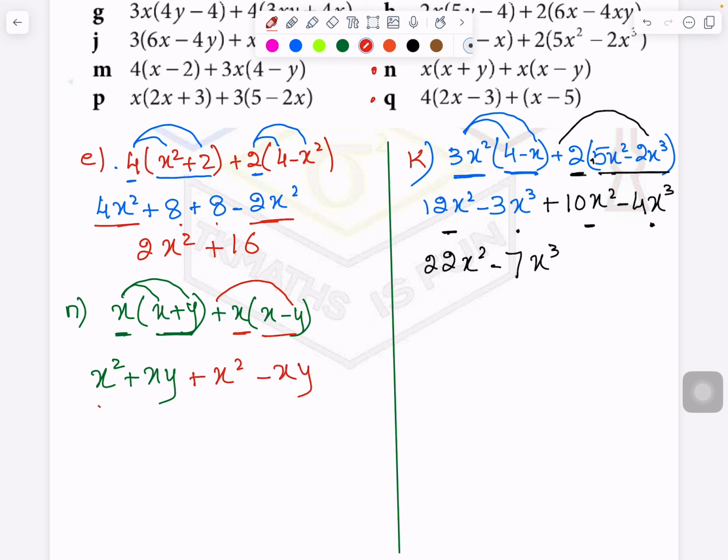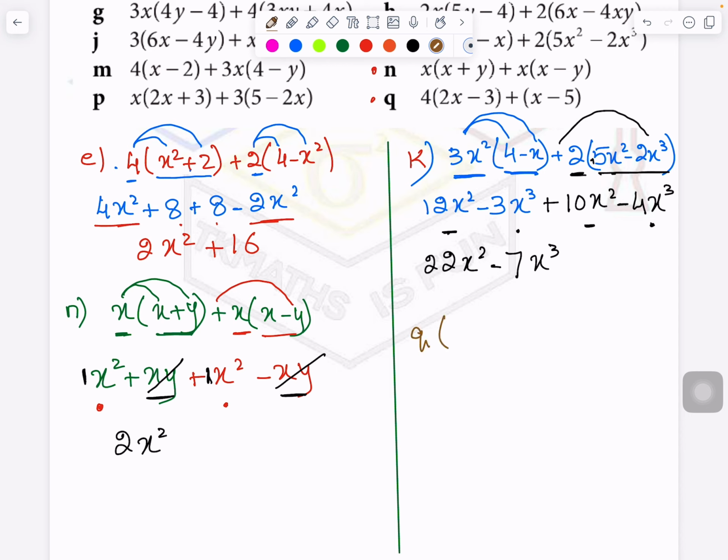Now if you notice, this x square and this x square have same sign, which is plus. It will become 2x square. Why? No number mean it is 1. So 1 plus 1 is 2. But if you see here, they both are same, but signs are opposite. So they will cancel out. Nothing will be left.